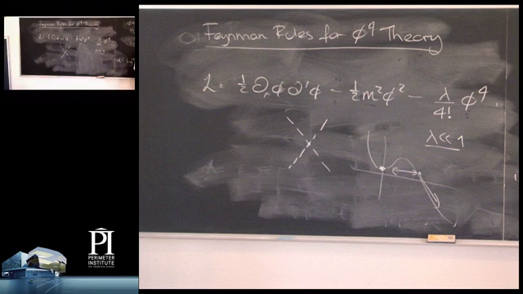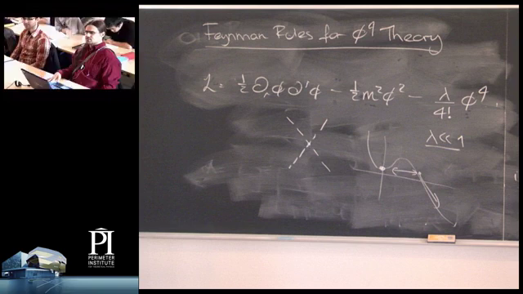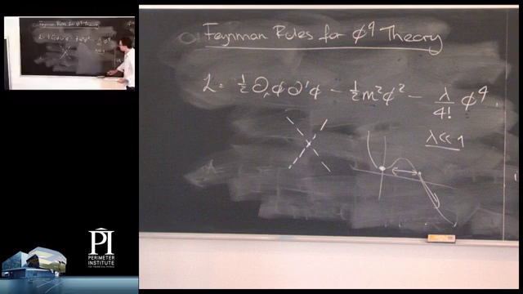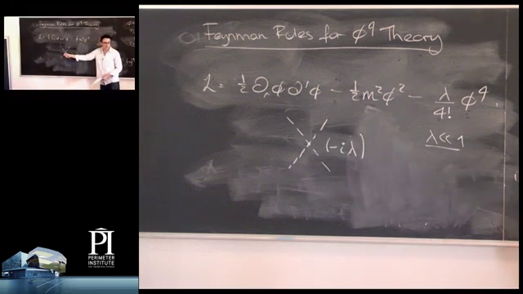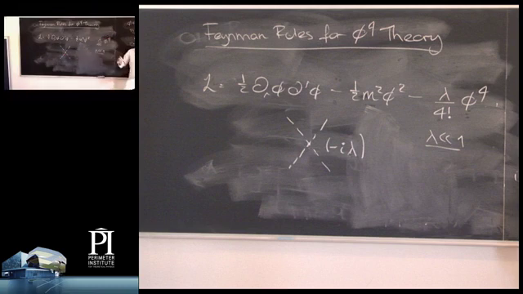Just to go back a little bit, why does a phi to the 4th correspond to a 4-valent interaction? Good. Let me tell you what the Feynman rule is for this, and then explain why that's the Feynman rule, and at the same time we'll see why this is needed.